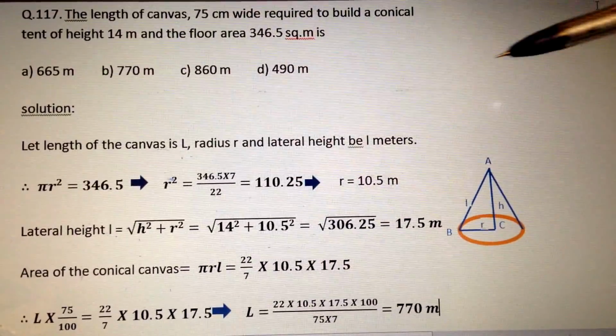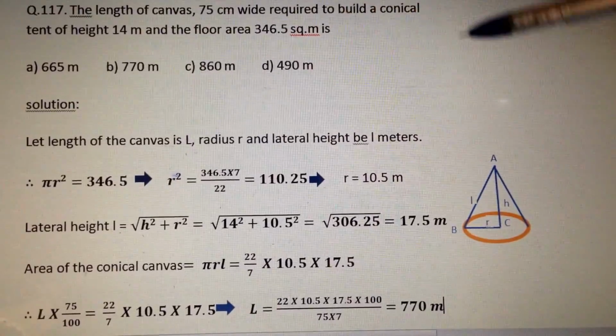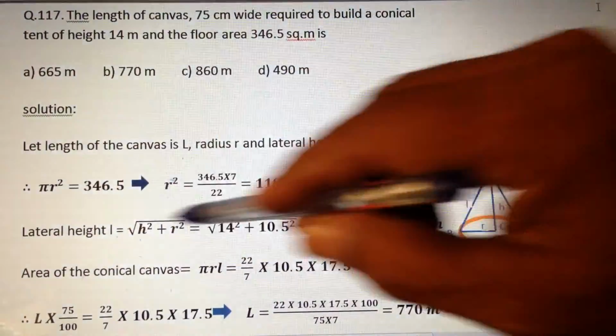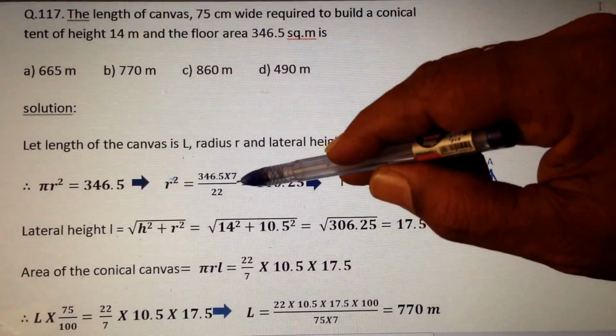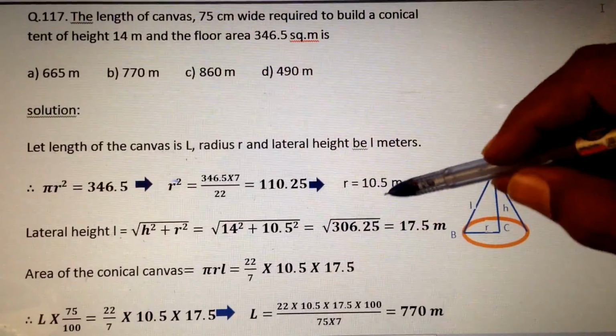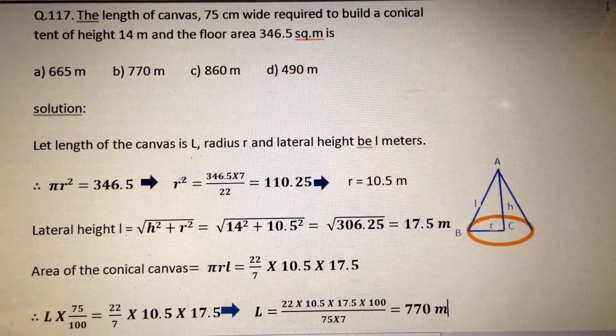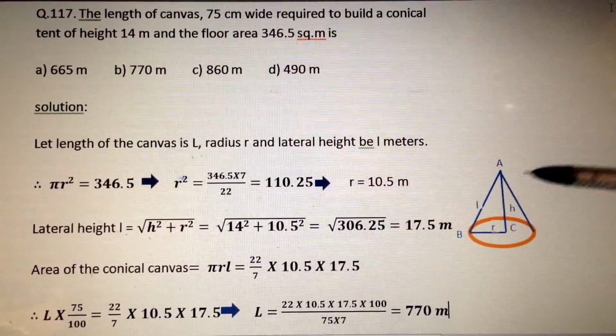And the floor area is given as 346.5 square meters, which is nothing but pi r square. Therefore, pi r square is equal to 346.5 and r square is equal to 346.5 into 7 by 22. Therefore, r is equal to 10.5 meters. Okay, now we have to find out the lateral height.